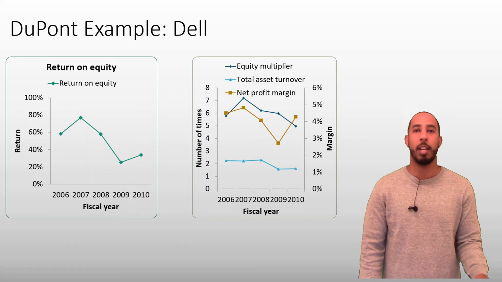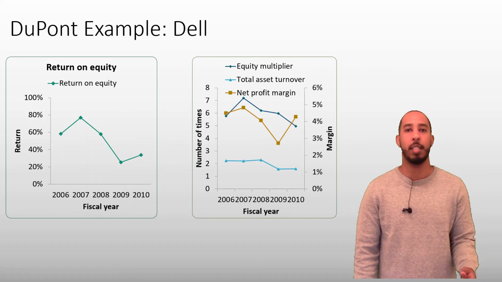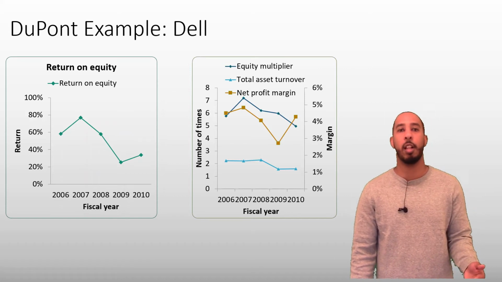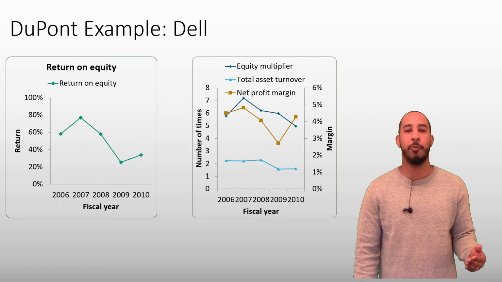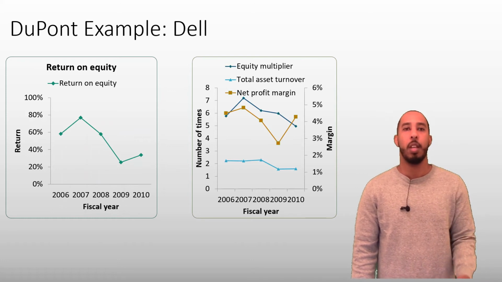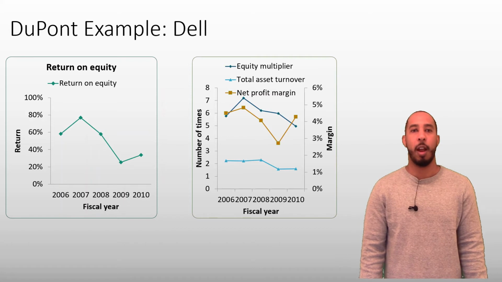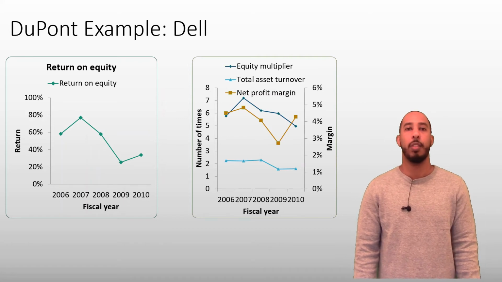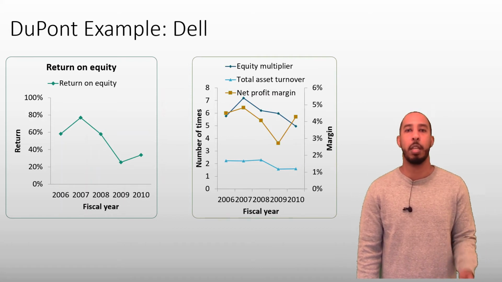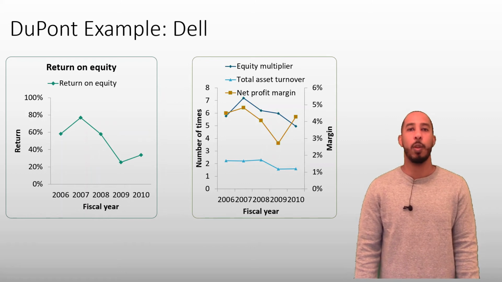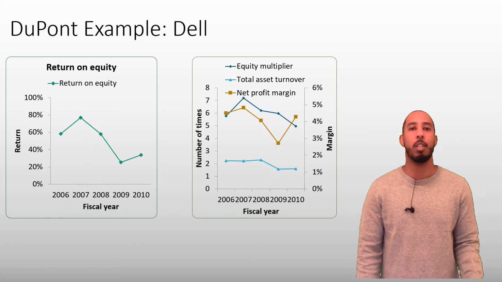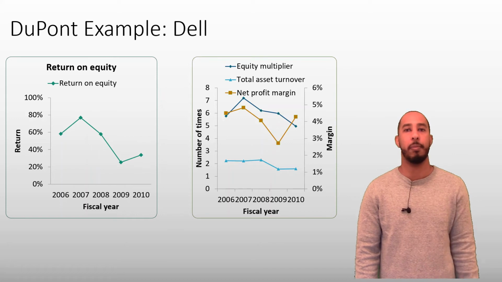The equity multiplier is declining, meaning we're using less debt, and that could be related to the decline in ROE, but it's not a very sharp drop. It really looks like net profit margin is the driver of the decline in return on equity. The shape of that line almost mirrors what we see in ROE. So the reason for the decline in return on equity is likely due to decreasing profitability.